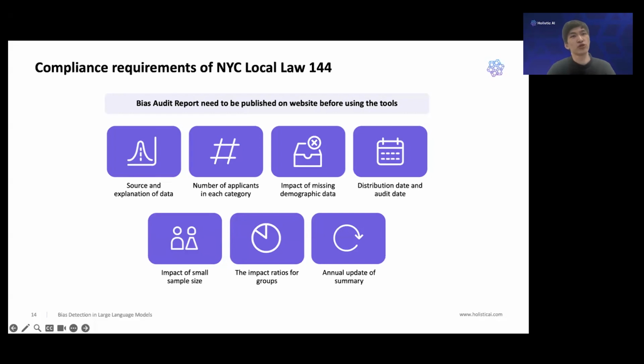The next one is the distribution and audit dates of the AEDT, accompanied with the impacts of small sample size on the decision-making process, as well as the results we previously calculated, the impact ratio for different demographic groups. And the final one is an annual update summary, which must be published to ensure ongoing compliance with the law. So these transparency requirements aim to increase transparency and accountability, ensuring that any AI-driven hiring tools are thoroughly audited and the results are accessible to the public.